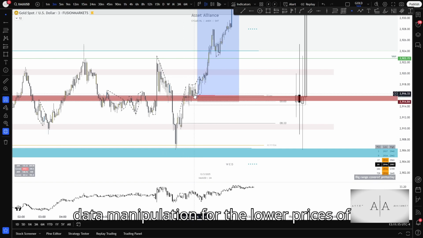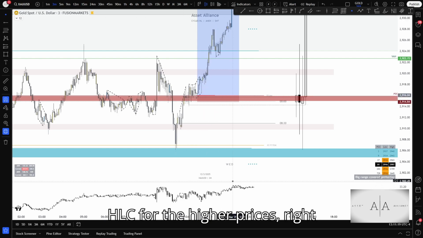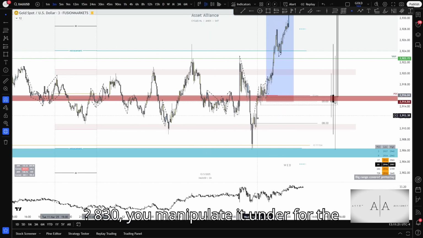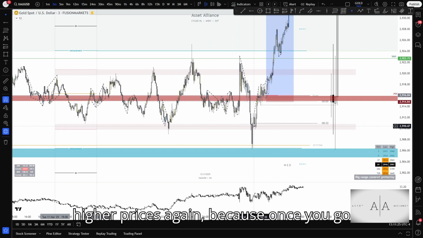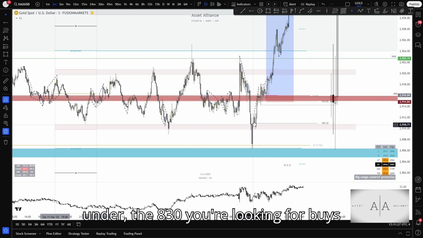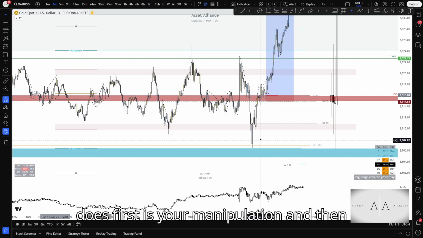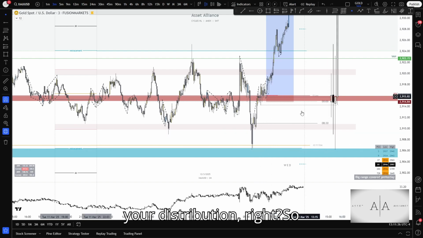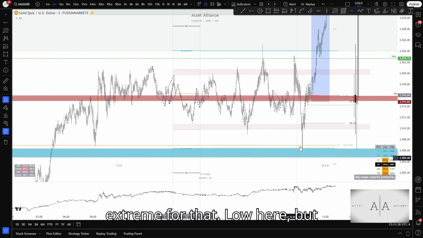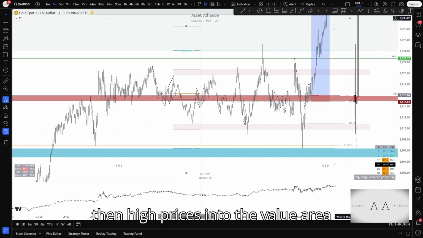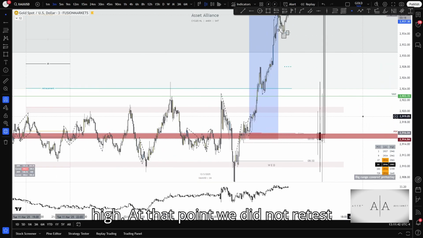Take out, did a manipulation for the lower prices of OHLC, for the higher prices, right? 830, you manipulate under for the higher prices again, because once you go under the 830, you're looking for buys, and over 830, you're looking for sells. Whatever the price movement does first is your manipulation, and then your distribution, right? So extreme for that, low here for the higher prices into the value area high.